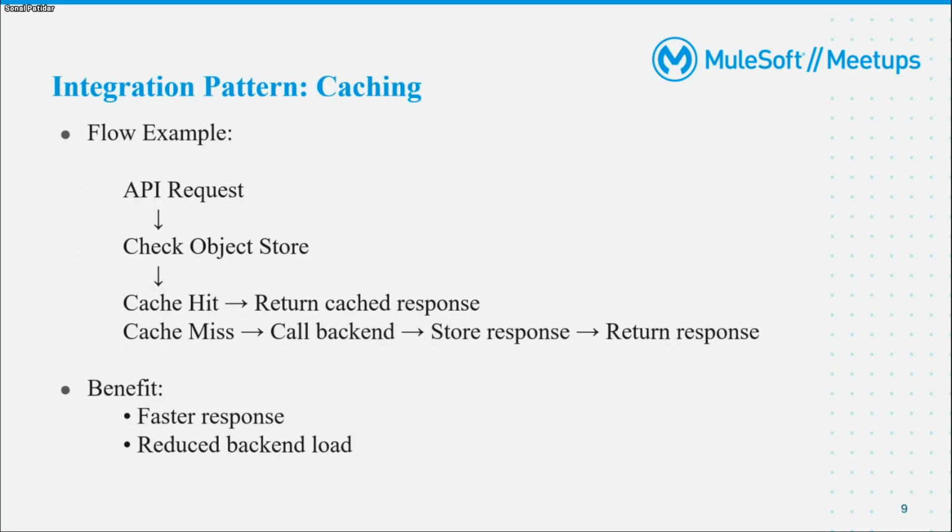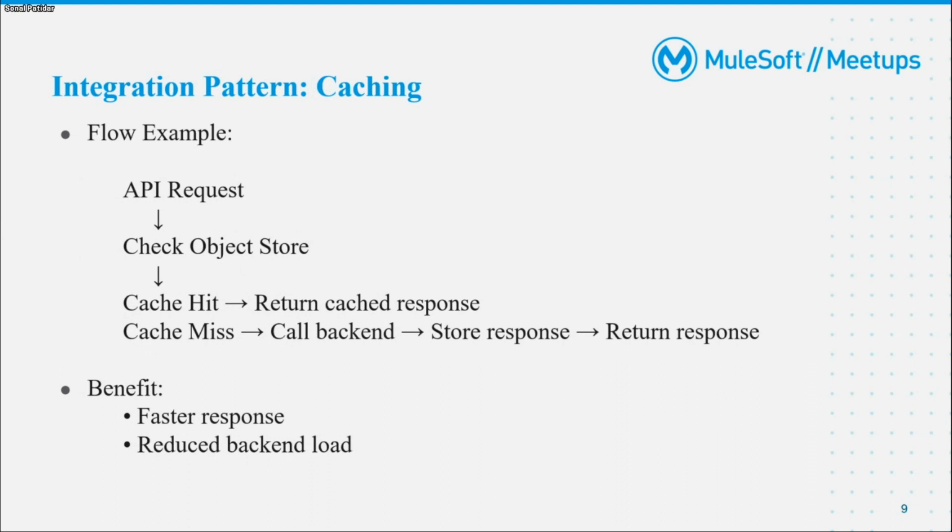And now let's discuss some integration patterns. First is caching. So anyone tell me what is caching? Storing the repeatedly accessed data, repeatedly called data, storing temporarily. Yes. Caching is like storing frequently used data temporarily, so we don't have to fetch it again and again.